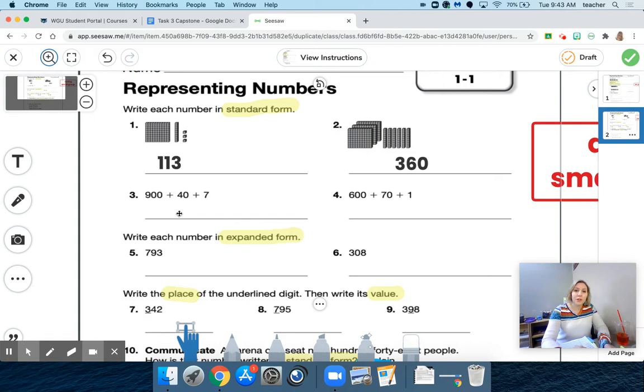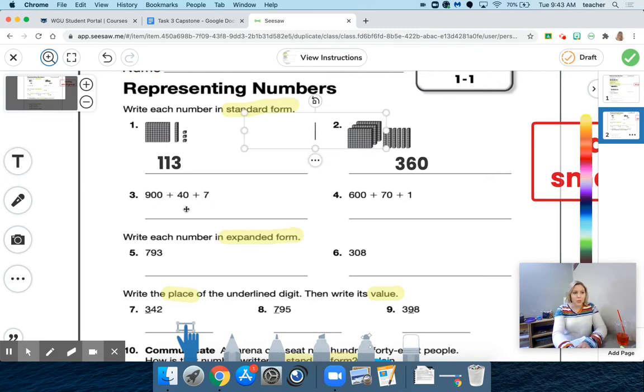Now let's look at 3 and 4. These are in expanded form, which means they took each place value and broke it up so that you could see what they're all worth. But it wants us to put it in standard form, which is the regular number. So I have 900 plus 40 plus 7. I simply have to add, which would get me 947. So easy, right, you guys?